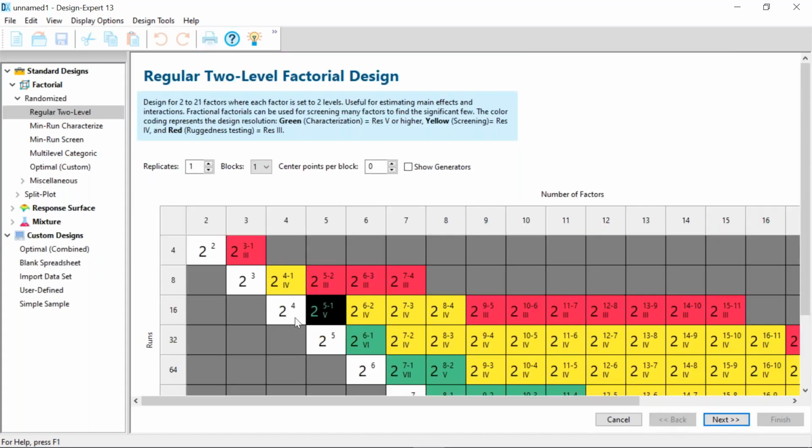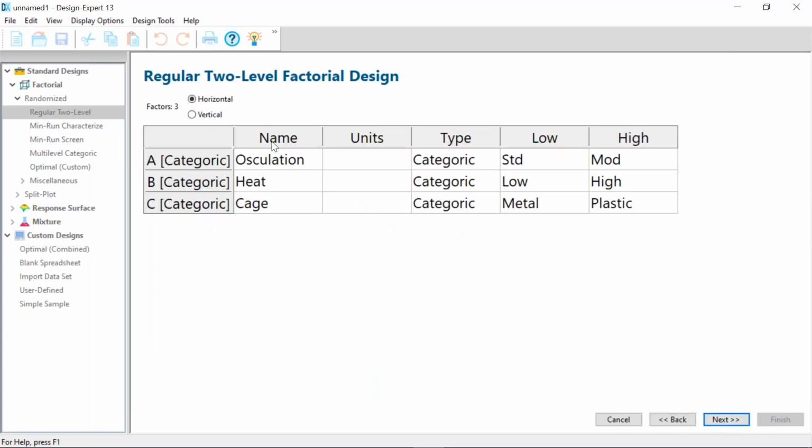So what we're going to do then is pick this 2 to the 3rd design, keep it simple. Then all we have to do is put in the names and the units of measure, which I don't have because it's confidential. Normally I would put these in as numeric factors, but we only have these placeholders because they wanted to keep these secret. But it's very easy to enter that in.